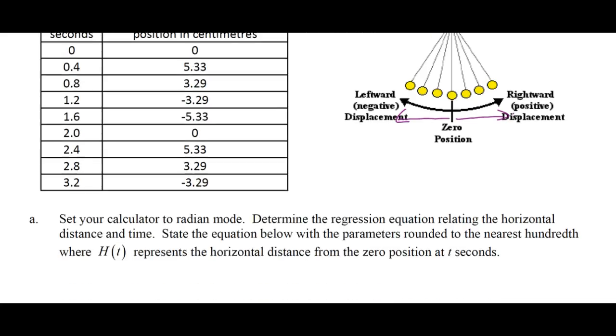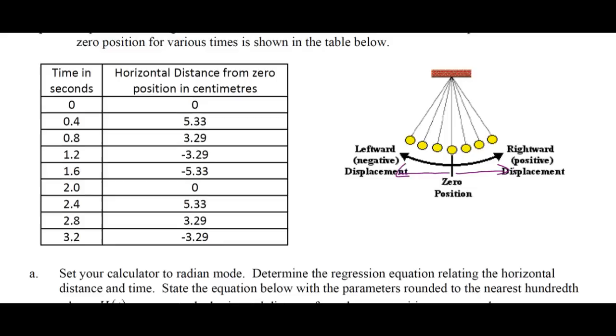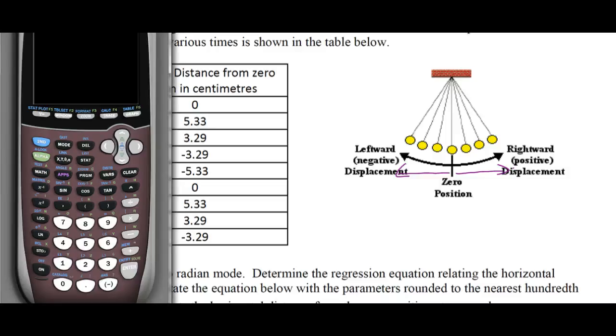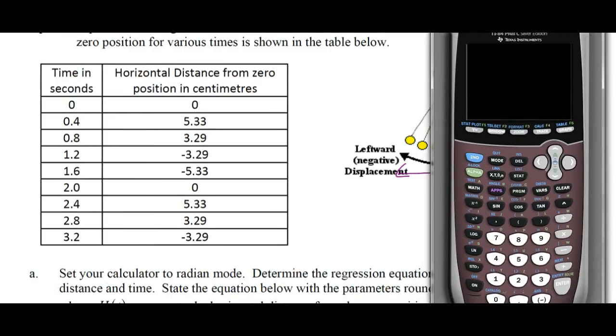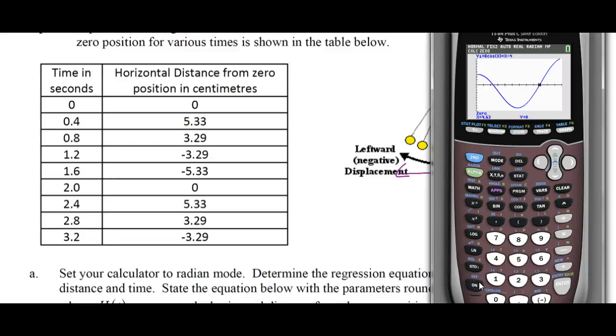Set your calculator to radian mode. Determine the regression equation. On the back of the first sheet, or the sheet just in front of this, you have a set of instructions for how to run a regression. So here's what we do. If this varies from your instructions, let me know. This is what I've always done. Okay, so first thing, calculator on. Go to y equals and clear out anything that's in there.